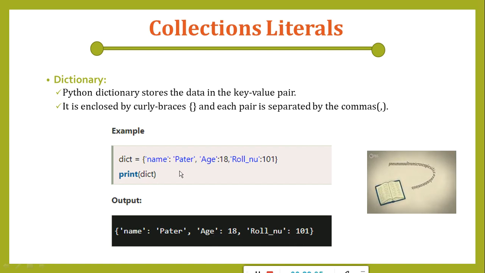We represent the keys in quotes here because they are of the string form. If the keys are numeric or floating point, there is no need to represent them in any kind of quotes. So simply we can say 1 colon any string or value, then 2 colon any string value, and so on. Keys can be a string, keys can be an integer. If they are integers, no need for quotes. If they are strings, then there is a need to represent them in quotes. So this is an example of dictionary collection literals.